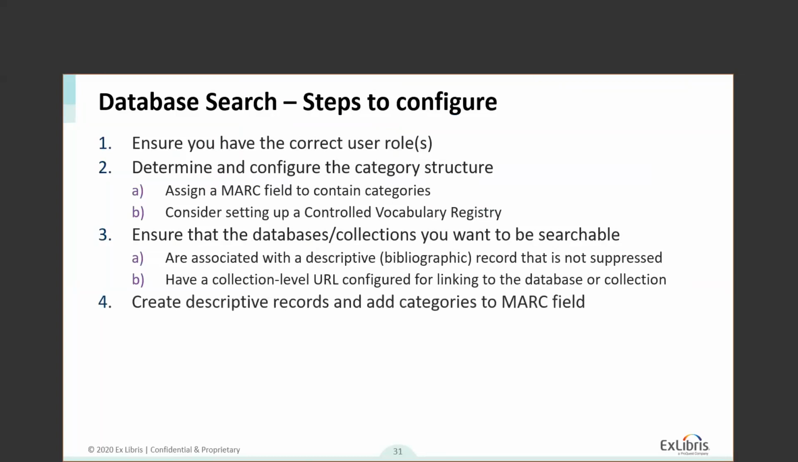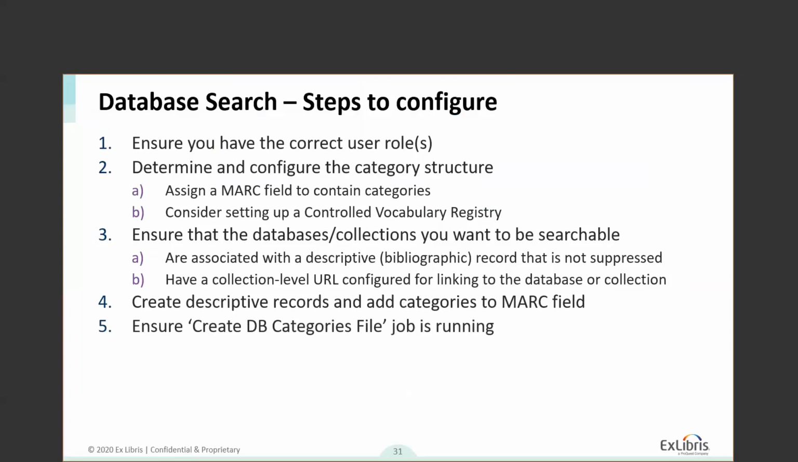You need to create the descriptive records and add the categories to the MARC field. One caveat to this is when you are editing the top level bib record, if it's coming from the community zone, you're going to need to make a local copy because of course we can't edit the records coming from the community zone. So you'll need to make a local copy and then edit that local copy.